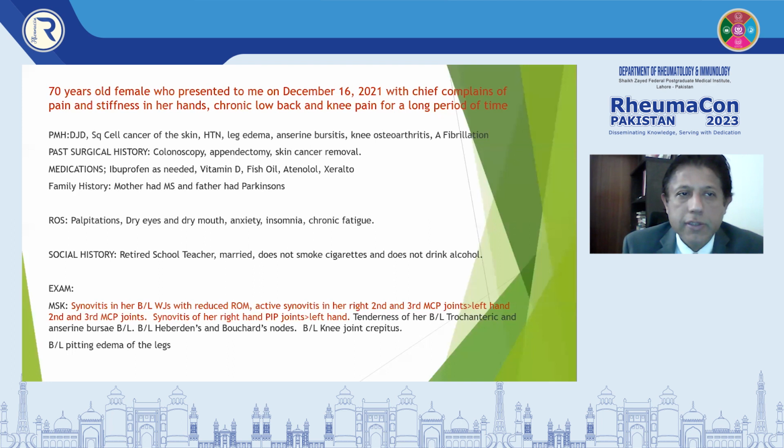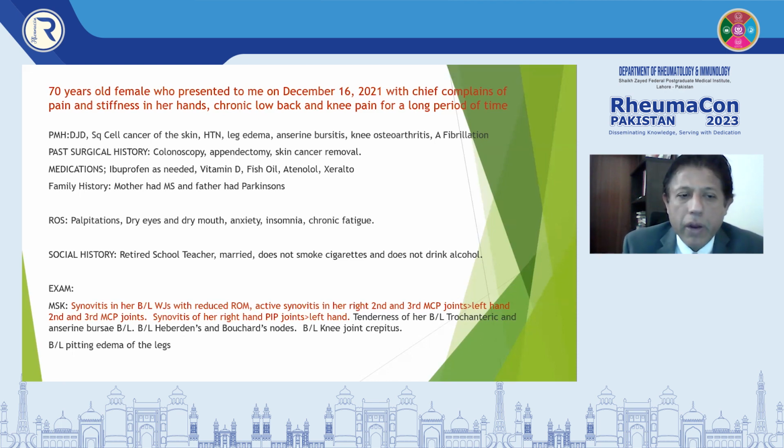The first case is a 70-year-old female who presented to us with chief complaints of pain and stiffness in the hands, chronic low back pain and knee pain. The past medical history is that of a usual 70-year-old, with hypertension, leg edema, anserine bursitis, knee osteoarthritis, AFib. Her routine medications include ibuprofen, with no major family history of any inflammatory arthritis. On review of systems, she also had dry mouth and dry eyes, anxiety, insomnia, chronic fatigue. She's a retired school teacher.